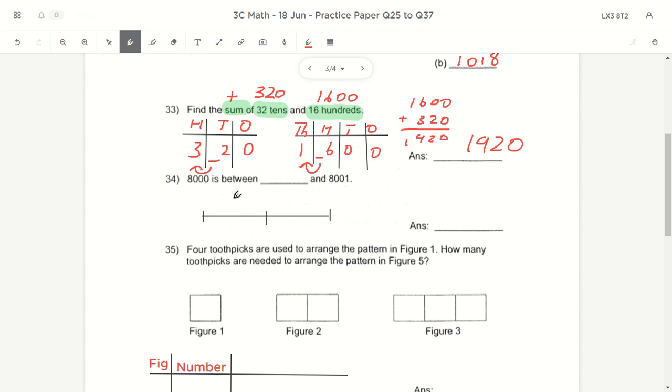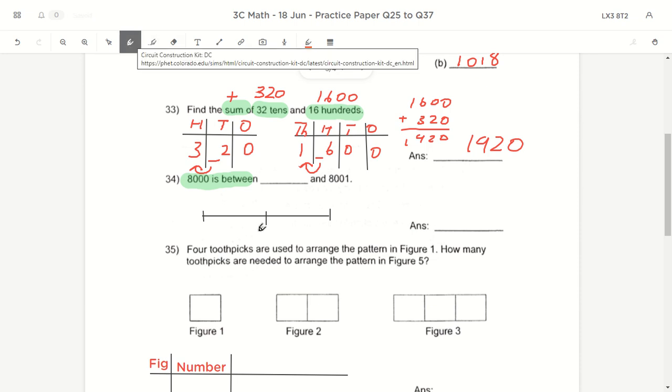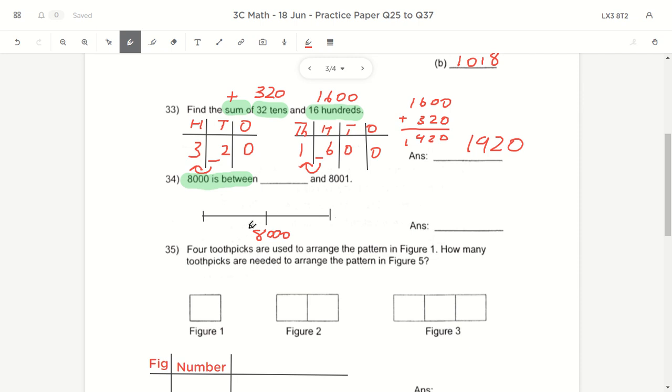Okay, 34 is even more simple. I think even a primary 1 kid would know, but maybe they don't know such big numbers. So 8000 is between. Okay, 8000 is the one in between. So this is your 8000. It is between something and 8001. We know that 8001 is definitely on the right hand side of the number line. Okay, so 8000 is between 8001 and another number. In between means it's the center.